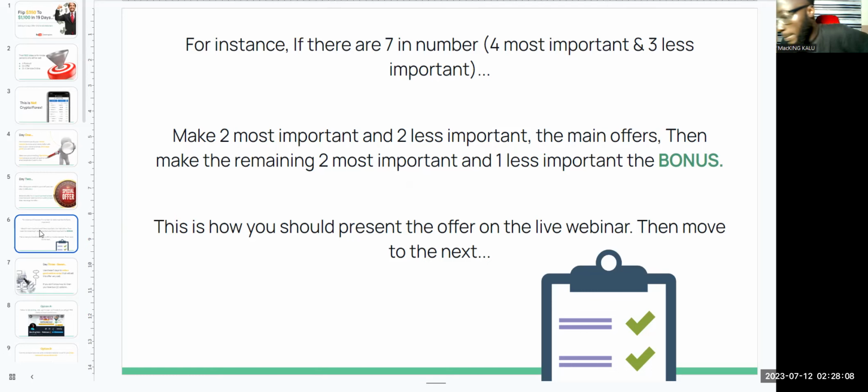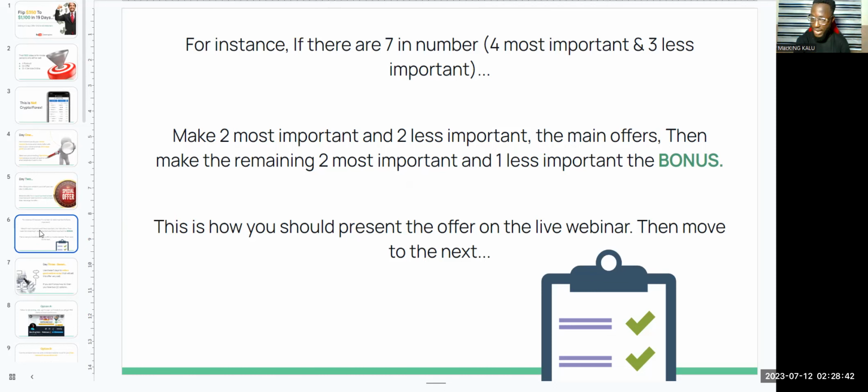Now, let me explain better. When you're writing your offers, most times, let's say you are writing down seven, as I've used as an instance here, or maybe you are writing nine. You will discover that the most important ones will be maybe five, or four, or six, and the other ones might not be really important, but it is important. That's why I use the word less important. It does not mean it is not important, but it is not as important as the major ones.